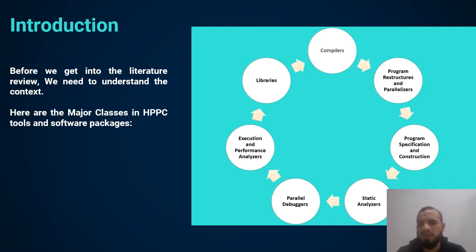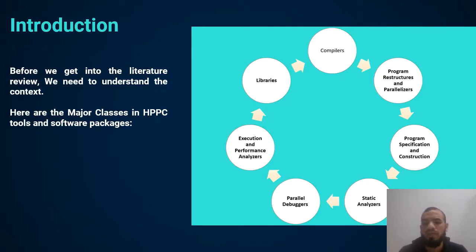And then we have the program restructures and parallelizers. These tools convert the sequential or the partially parallel program into a fully or efficient parallel program. These parallelizers transform the source code into another source code, not an object code, which is the case in the compilers.